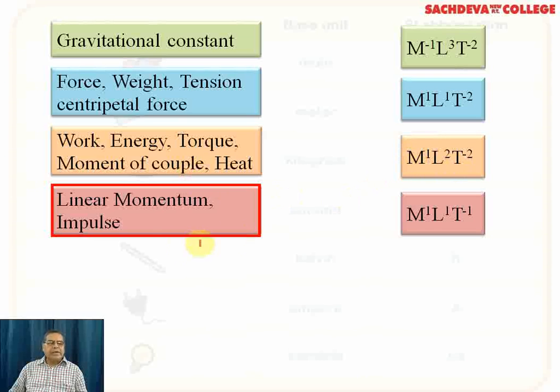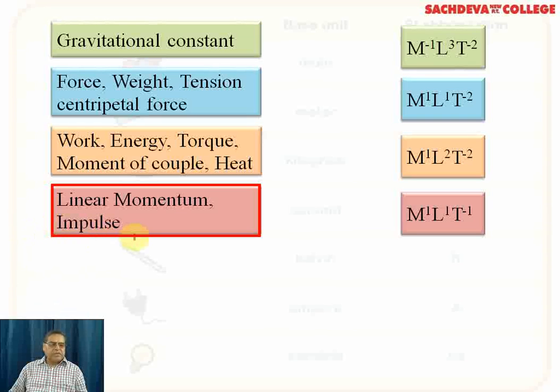Next is about linear momentum. Linear means in the straight line. Linear momentum is given by the function m into v, that is m multiplied by v. So momentum can be represented by the alphabet p, and it is equal to mass into velocity. So we put the dimensions of mass, we put the dimensions of velocity, and the dimension comes to be M L T^-1. For impulse, the formula will be force into time.